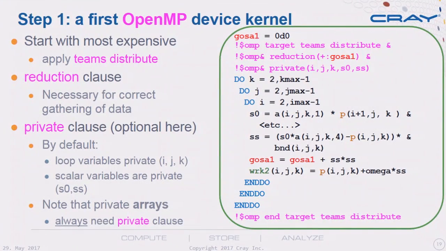For completeness, we could also do our data clauses here. So we could also specify that I, J, K, S0, and SS are private variables, but actually that's not necessary in that case since the compiler would do it anyway.